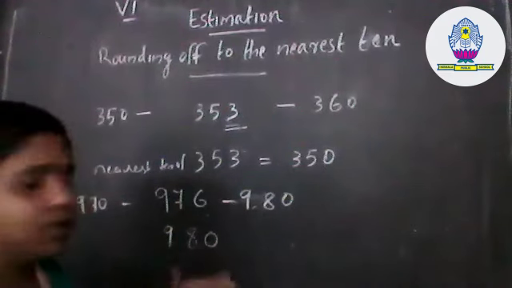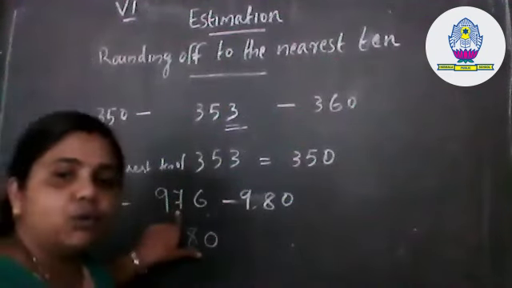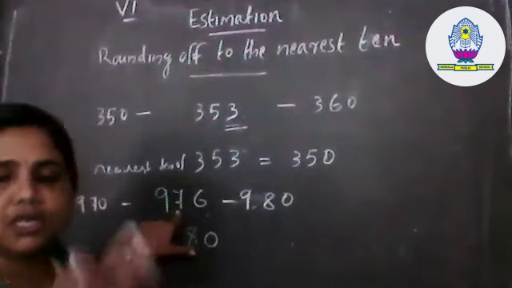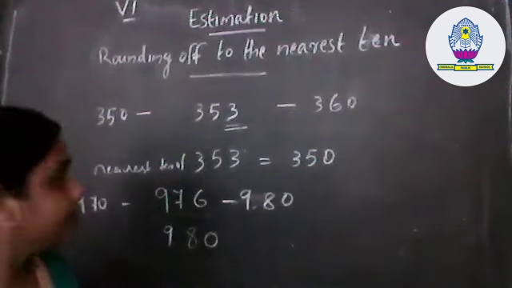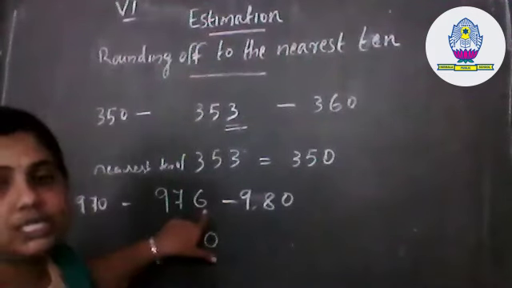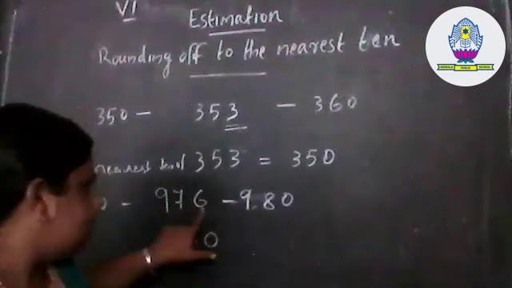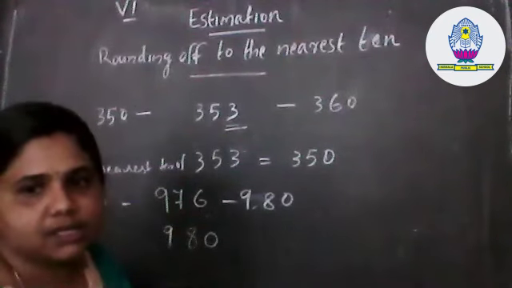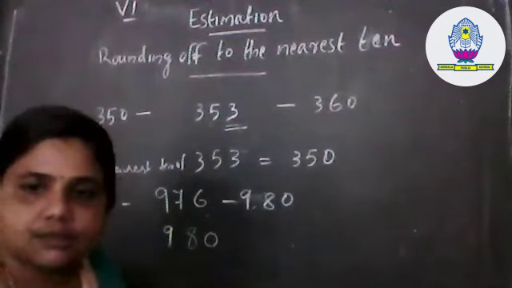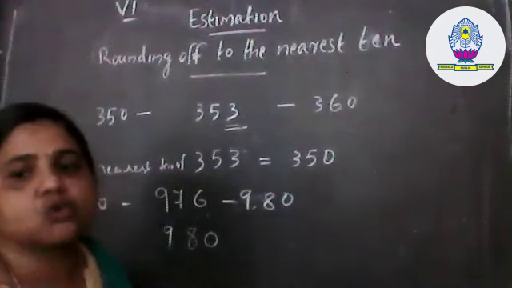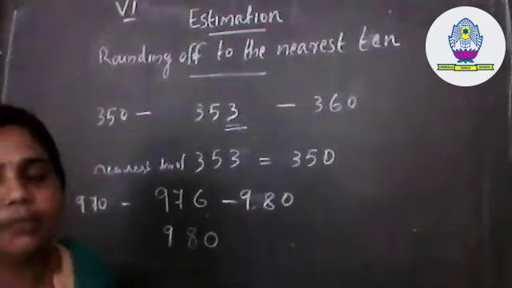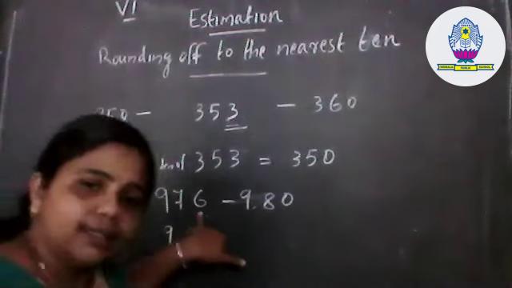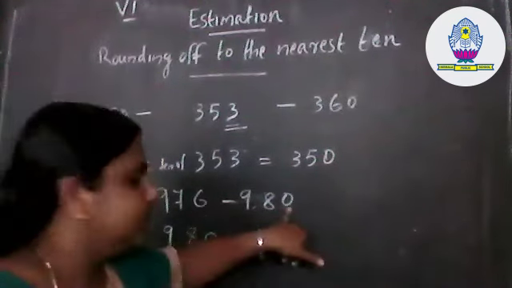Then the next question: rounding off 976 to the nearest 10. If we are asked to write 976 to the nearest 10, take the last digit, or the digit in the ones place, that is 6. 6 is in the ones place and this 6 is greater than or equal to 5. Whether it is 5 or anything greater than 5, make the last digit 0.